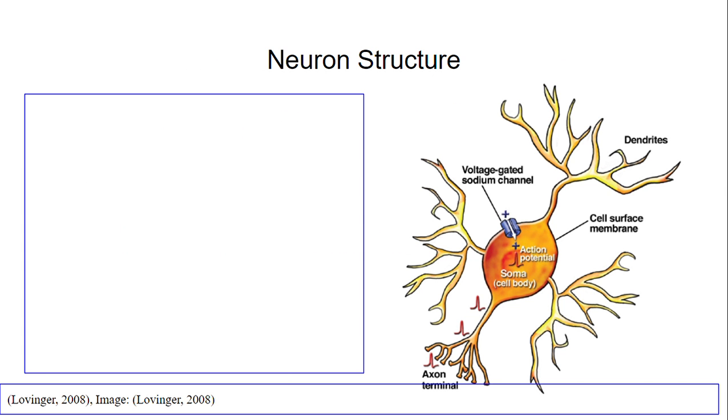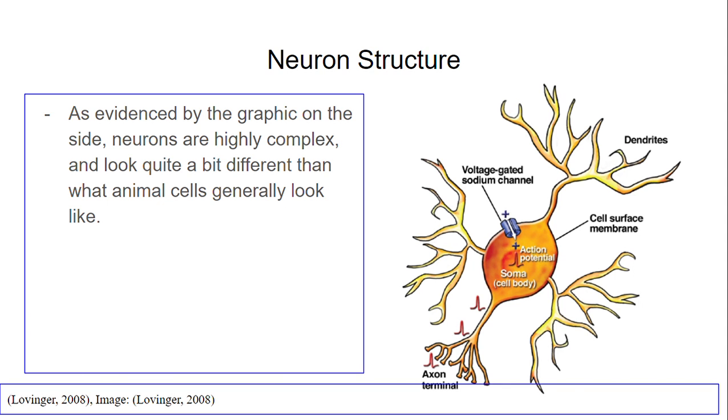To talk about ions and neurons, we need to talk about the neuron structure. This graphic is a great way to show that neurons are highly complex cells, and they don't look like normal animal cells. If you've ever been in a biology class, you've probably seen a poster of an animal cell. They are typically going to be kind of a round shape with lots of organelles inside. Neurons don't look like that.